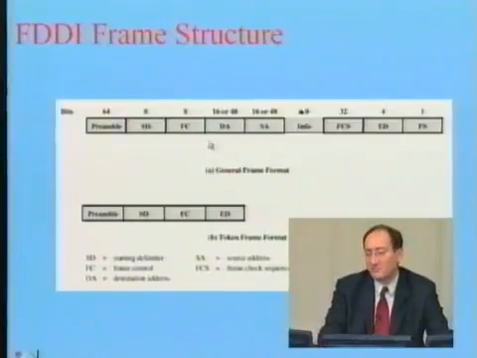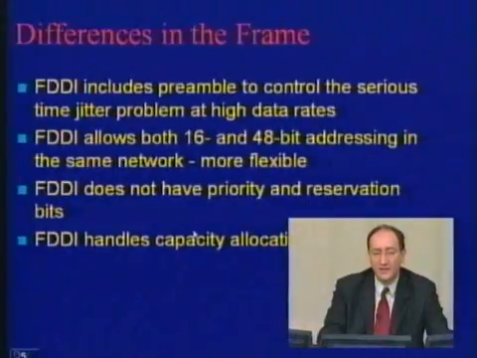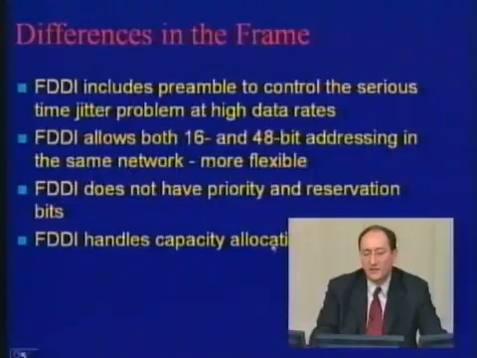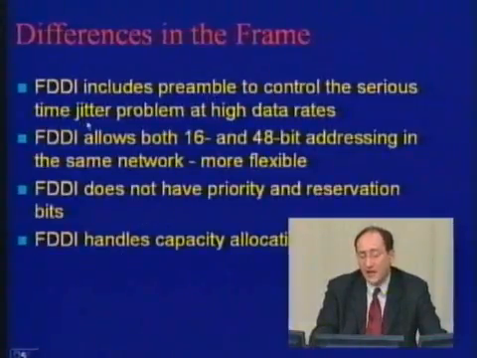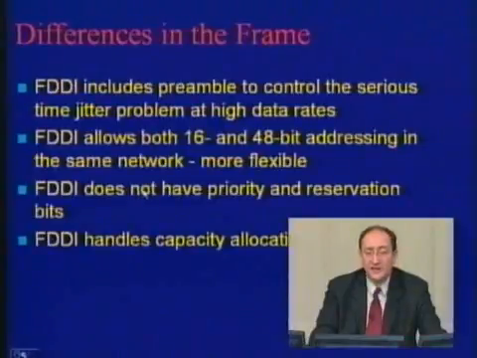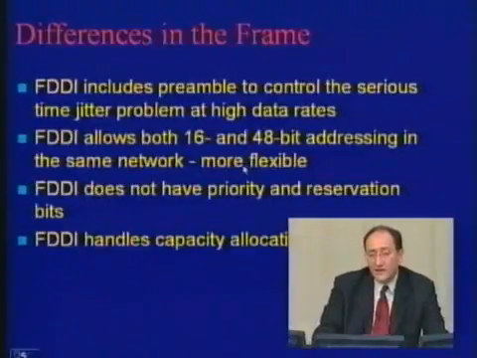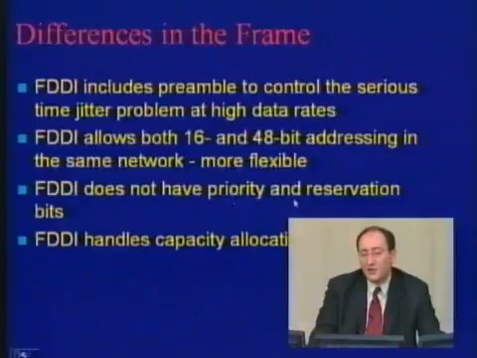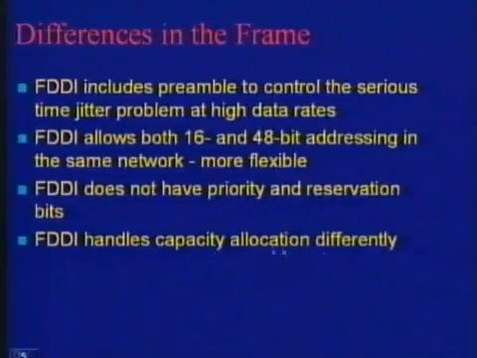Okay. Now, but more or less, the rest is very similar to 802.5. In here, I have talked about the changes or differences that they have. Basic differences that you have for the frame of 802.5 and FDDI is the preamble. The next one is in FDDI, priority and reservation bits are not there. Okay, and FDDI handles capacity allocation a little bit differently.